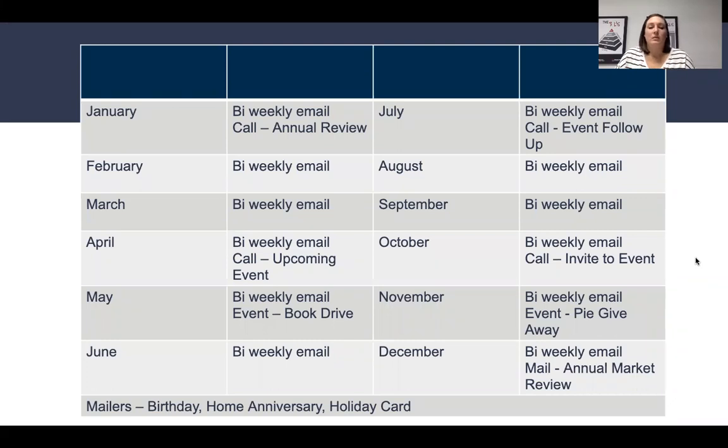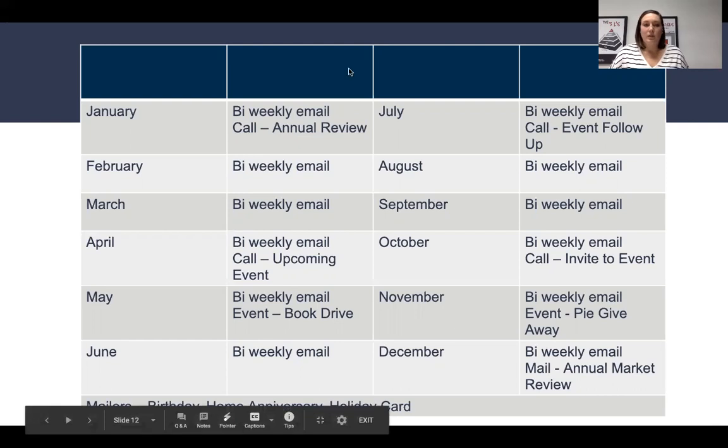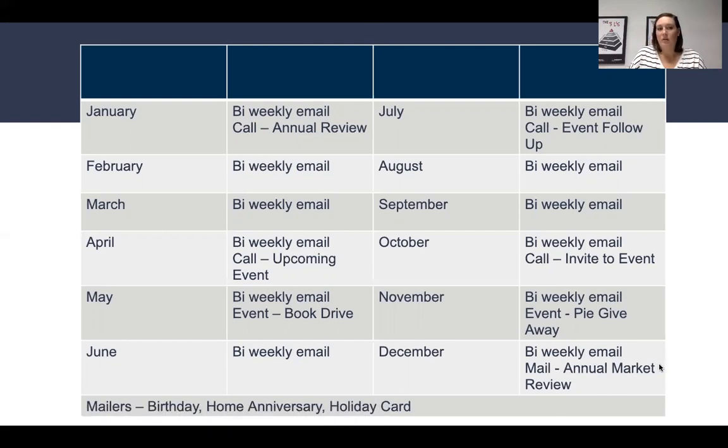Call about an upcoming event. In May, they're doing a book drive. In July, they're following up from the book drive event. In October, they call to invite people to an event. In November, they do a pie giveaway as the event. In December, they do an annual market review. Some mailers they also include are birthday, home anniversary, and holiday cards.